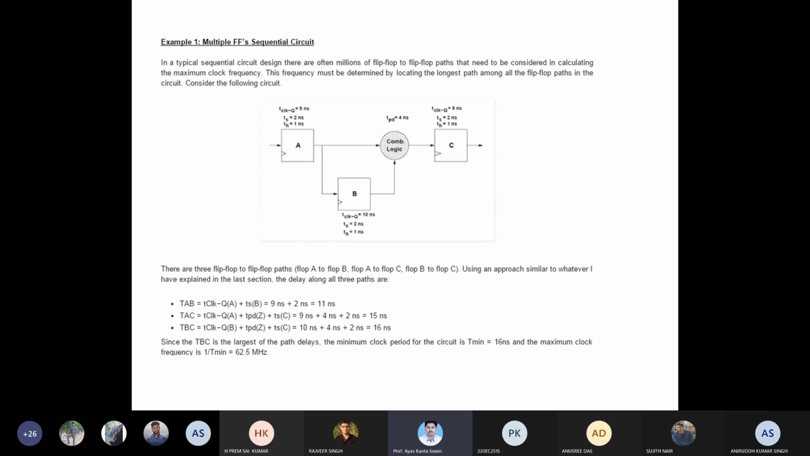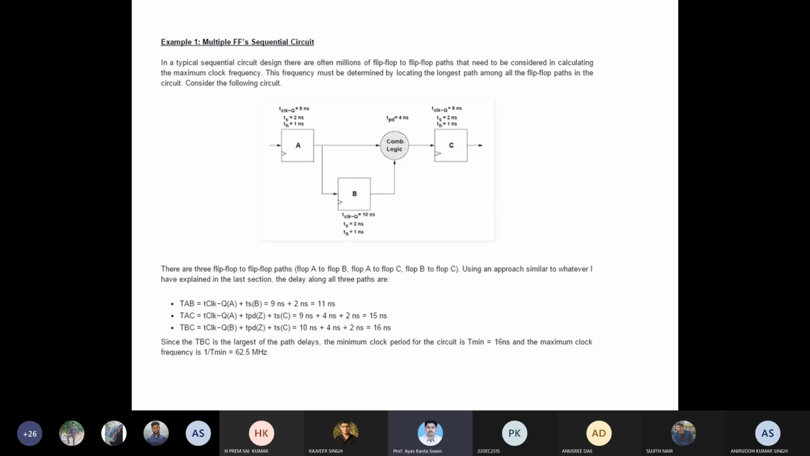So we'll go to another example. I think you can understand it well, so there will not be much doubt. Let us see another example where there are more flip-flops. In this circuit, you will find A is one flip-flop, where TCLK-Q is 9 nanosecond. It has its own setup time, 2 nanosecond, 1 nanosecond. Then B is also having a few timing parameters. And there is a combinational design TPD which is 4 nanosecond. And lastly, you have a C flip-flop with its own timing parameters. Then the data you give at the input will appear at the output of the C flip-flop.